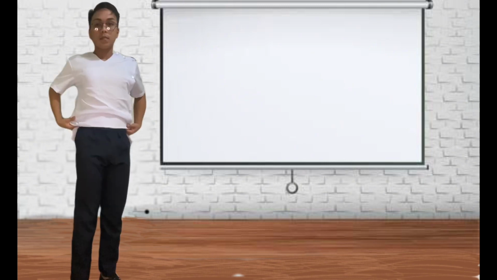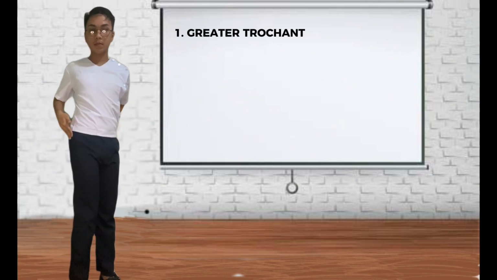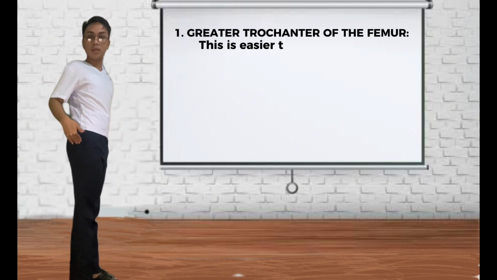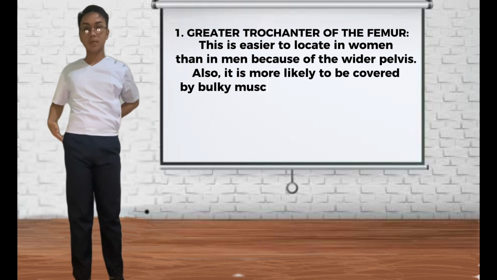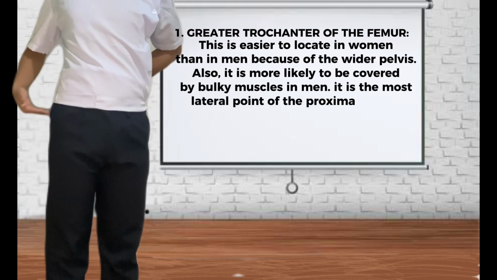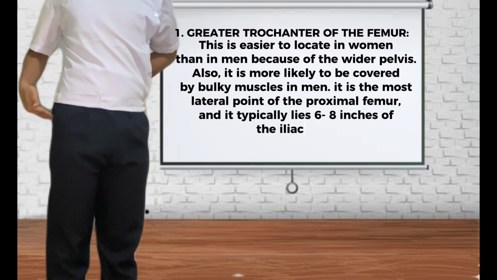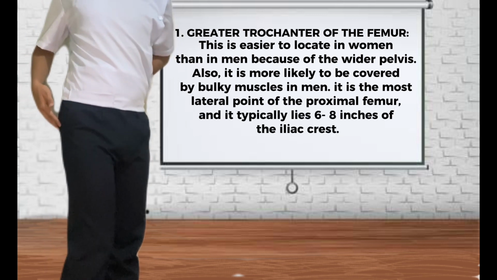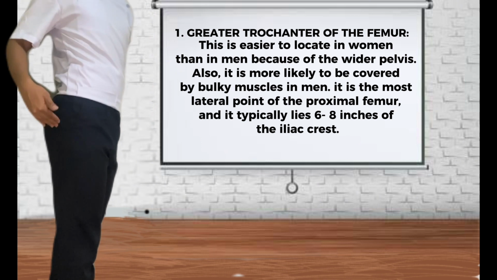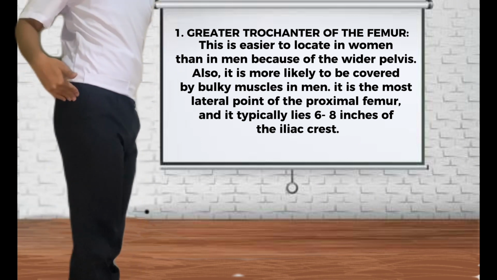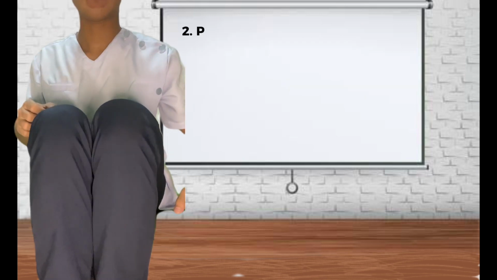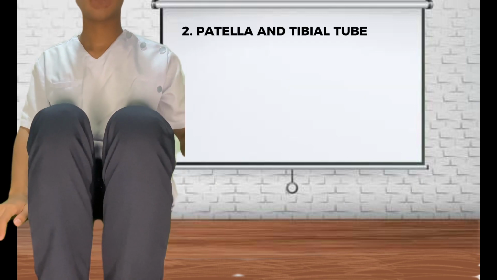Begin with, first, the greater trochanter of the femur. This is easier to locate in women than in men because of the wider pelvis. Also, it is more likely to be covered by bulky muscle in men. It is the most lateral point of the proximal femur, and it typically lies 6 to 8 inches off the iliac crest. Second, patella and tibial tuberosity.